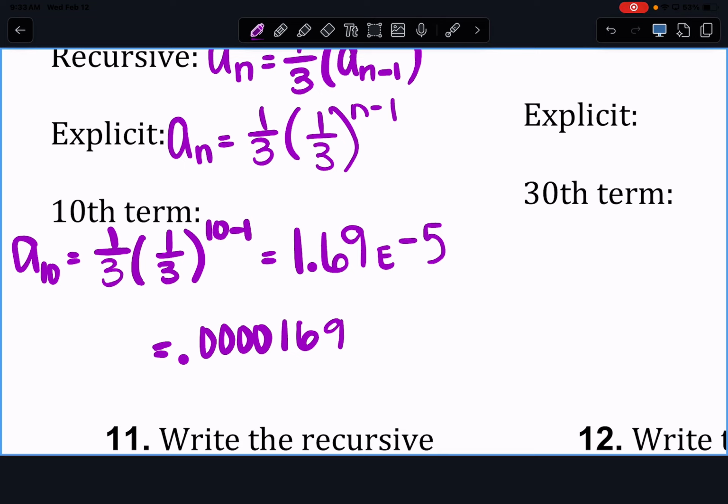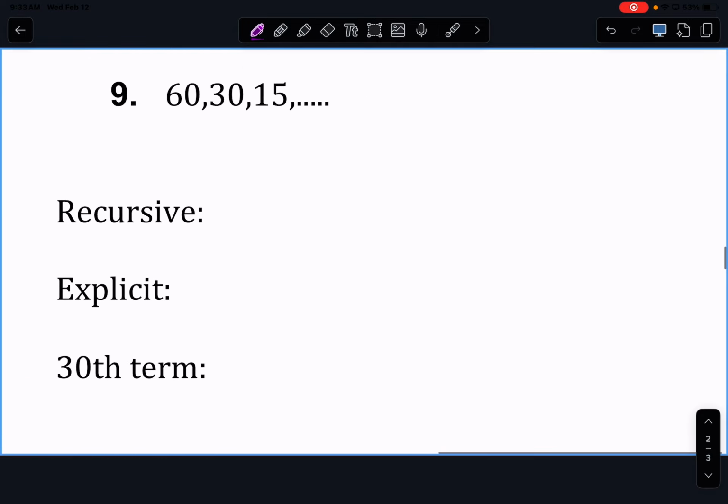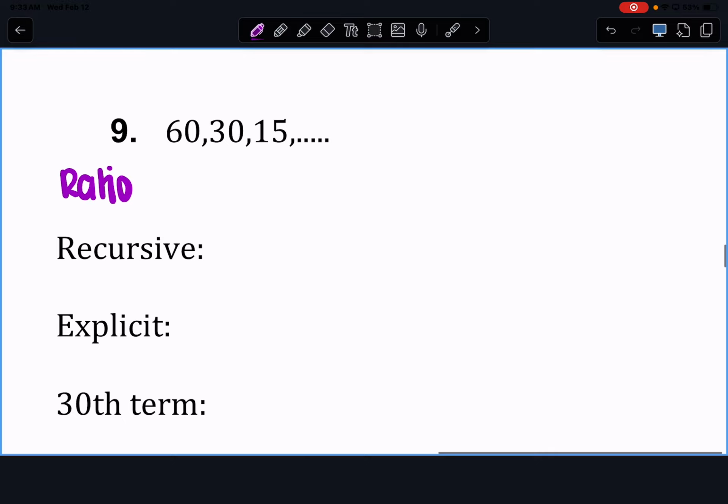All right. Now we're going to do the same thing for number 9. Okay, for this one, what is our common ratio? Negative, or 1/2. It's not going minus 30 because it's changing each time, right? It's geometric, I'll tell you that. Times 1/2. To go from 60 to 30 is times 1/2. To go from 30 to 15 is times 1/2. So our ratio is just 1/2. Now, just because I want to go ahead and label it, what's my a_1? 60.